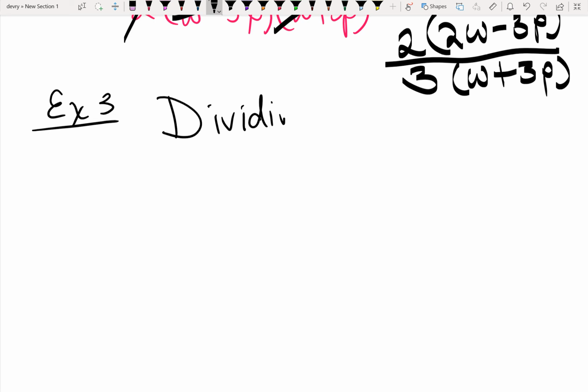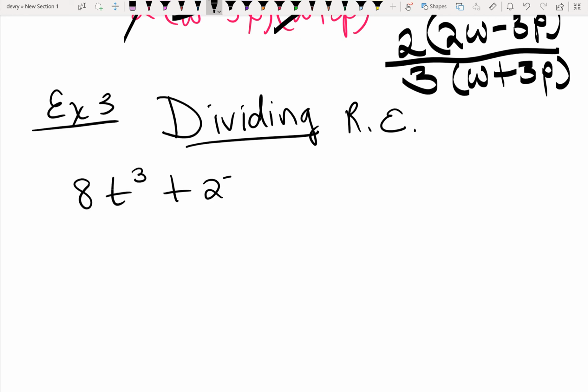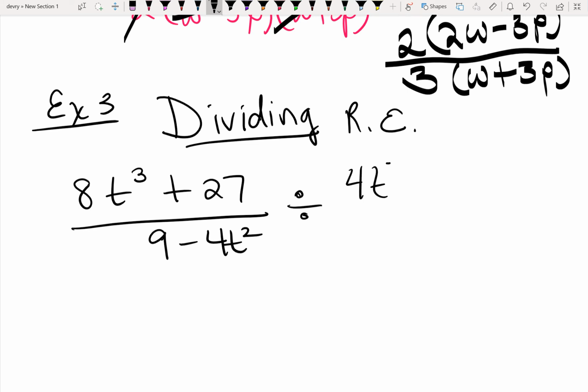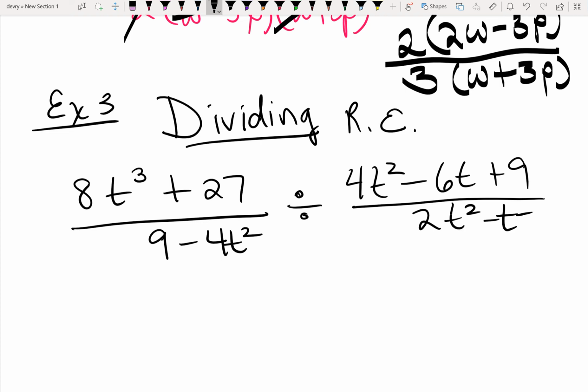So before you start to panic, I want you to consider, I'm just going to put RE for rational expressions. You have 8t to the third plus 27 over 9 minus 4t squared divided by 4t squared minus 6t plus 9, and all of this is over 2t squared minus t minus 3.